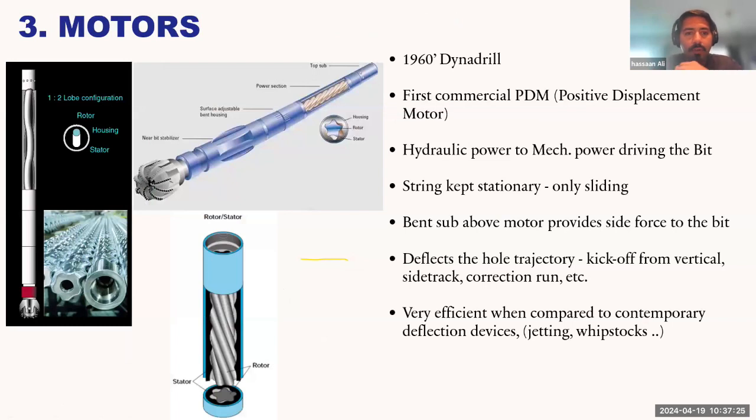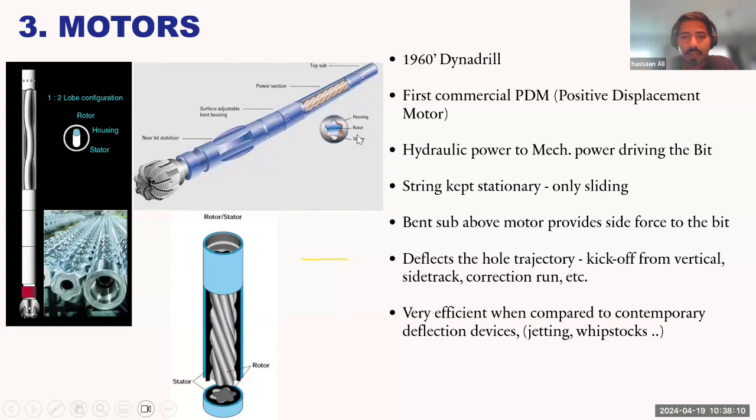And the final one is what we call PDMs, or positive displacement motors. They were first invented in the 1960s by Dyna-Drill. Dyna-Drill was the first company that actually developed the positive displacement motors. A positive displacement motor is effectively a positive displacement pump working in the opposite direction. It is a multi-lobe positive displacement motor. That means, if you see over here, you will have multiple lobes, while in the case of a positive displacement pump, you will just have a single lobe.